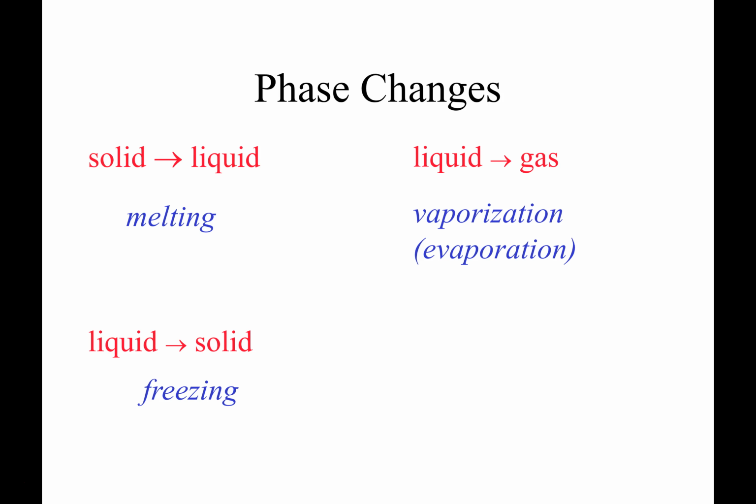And then last but not least, we have this one. When something goes from a gas to a liquid, we call that condensation, or condensing. And that's also going to be exothermic. Energy is going to be released.